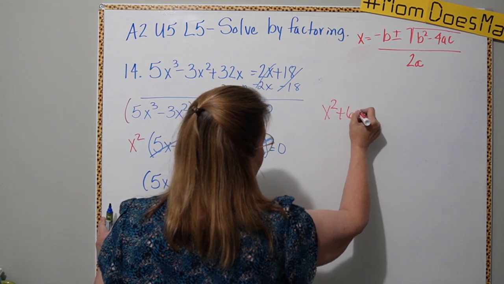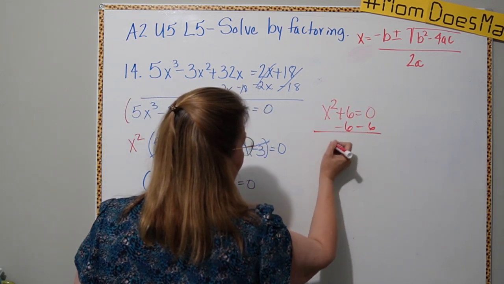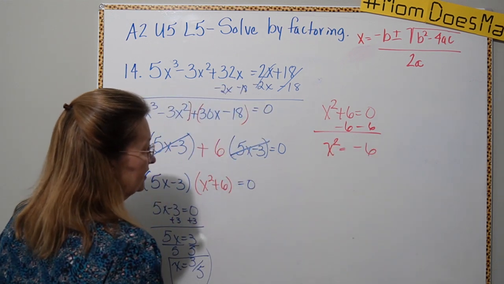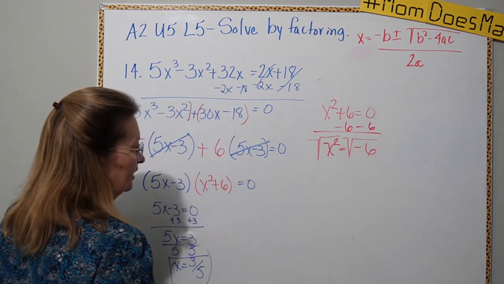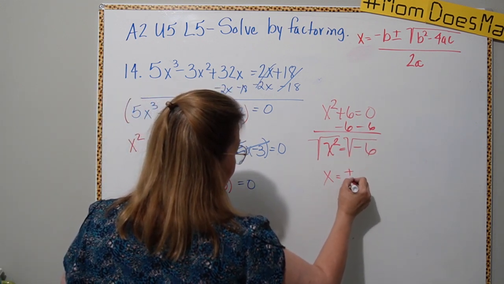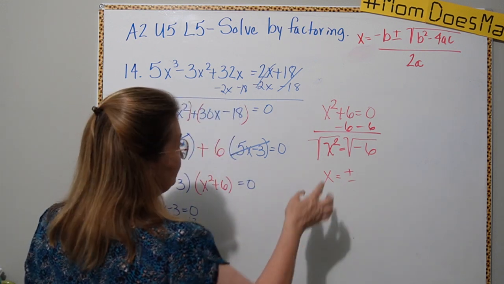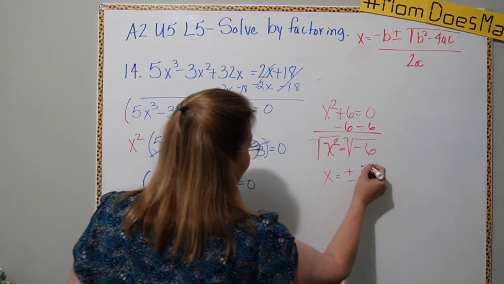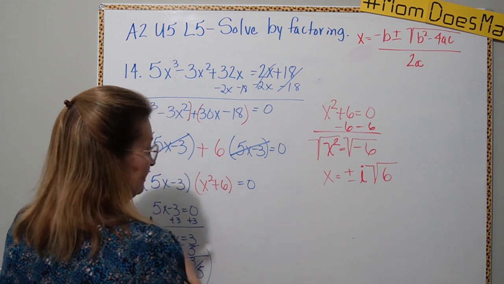All right, let's come over here to do the x squared plus 6. X squared plus 6 is equal to 0. I'm going to subtract 6 from each side. So now I have x squared is equal to negative 6. I'm going to take the square root of each side. The square root of x squared is x. Since I took the square root, I need plus or minus. Now, what is the square root of negative 6? You know that negative has to come out as i, and there is no perfect square factor of 6, so that's going to be it.